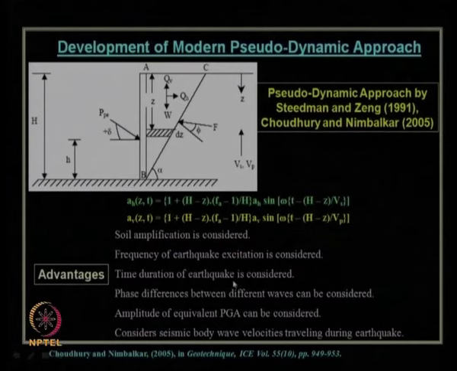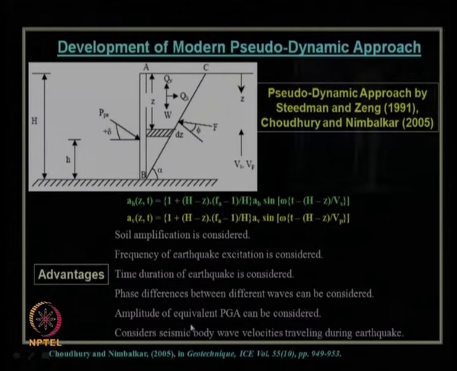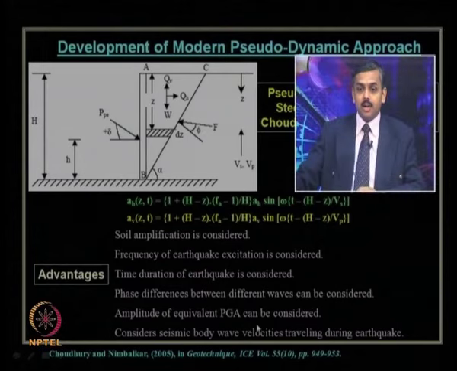The time duration of the earthquake, that is the transient nature of the earthquake, can be considered in this method. Phase differences between different waves can be considered. The amplitude of equivalent peak ground acceleration can be considered, and it considers the seismic body wave velocities. Body waves means S wave and P wave both traveling during the earthquake.